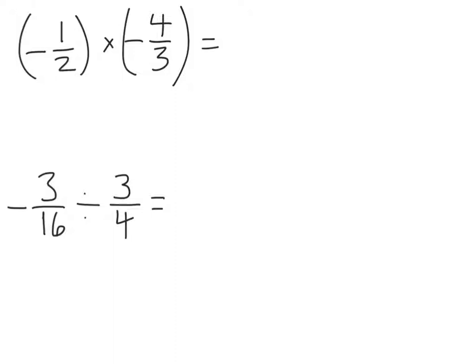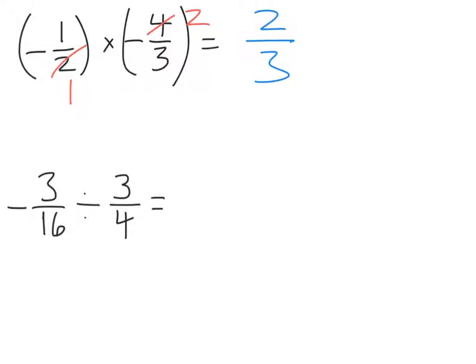So for this first example, since we have a negative 1/2 times a negative 4/3, our result is going to be positive. The only thing we have to worry about is this 2 and the 4 can be cross-canceled. They both have a 2 in common. So if you take away a factor of 2 for each of those, this 2 you'll get a 1 left over, and this 4 you'll get a 2 left over. And now when you multiply straight across, 1 times 2 on top is 2, and 1 times 3 on bottom is 3. So we get a positive 2/3.